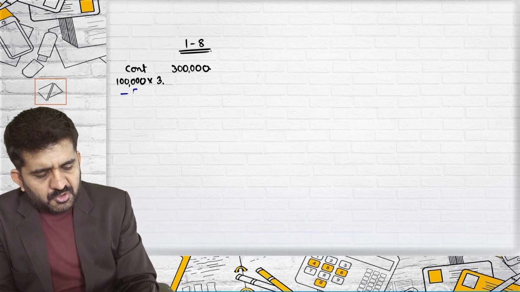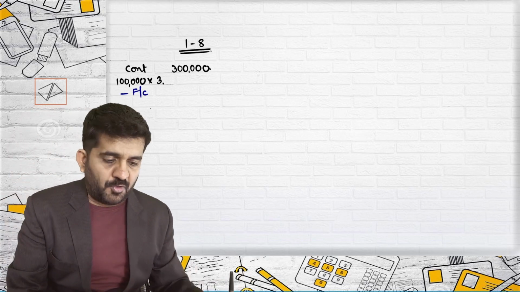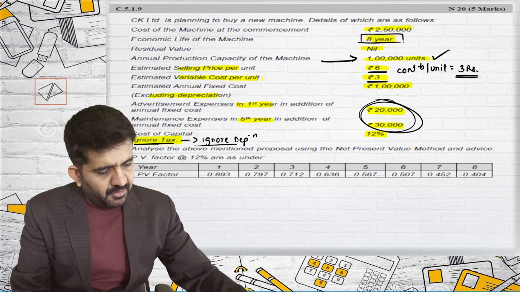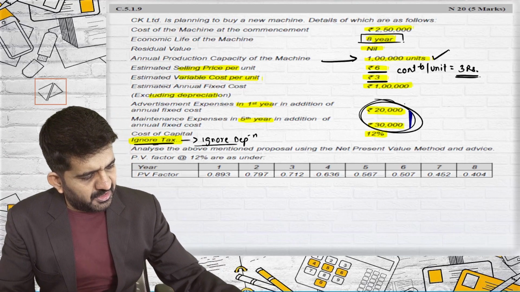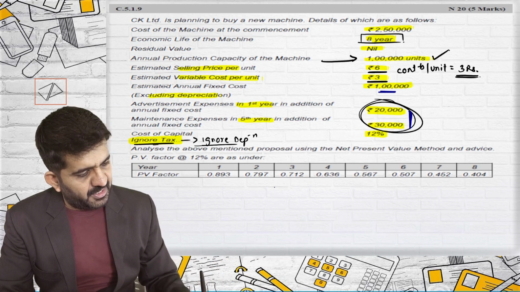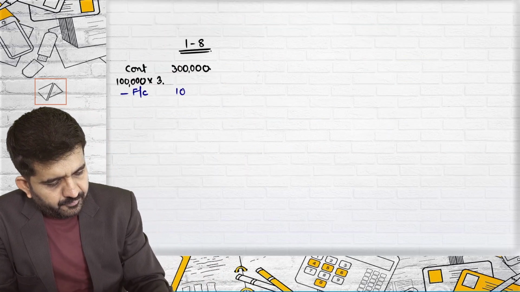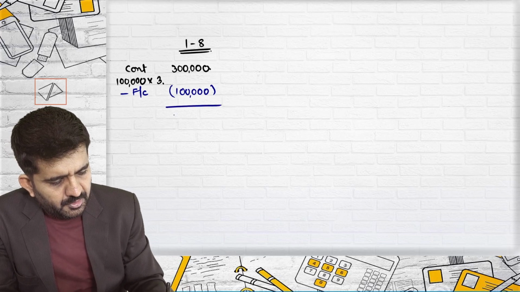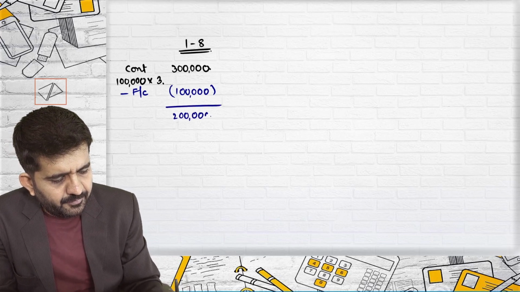From contribution, fixed cost is deducted. What is fixed cost for all 8 years? 1 lakh rupees. Yes, there are extra costs, but this is 1 lakh rupees. This will be 2 lakhs.